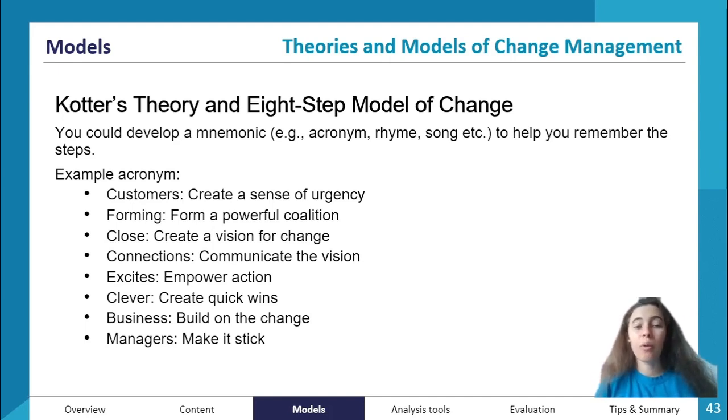So as an example, we've got the 8 steps and an acronym to represent that. So: customers forming close connections excites clever business managers. Each of the first letters of those words is the first letter of the step for that section of the model. There are lots of different approaches you can take and lots of different acronyms that you can come up with that you prefer.